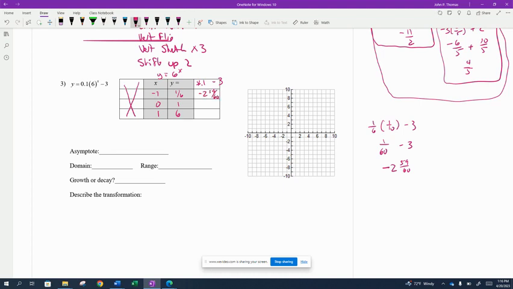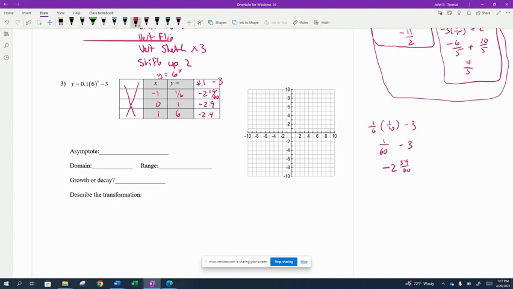Now, if I plug 1 in, it's a little nicer number because we've got 1 times 0.1, which is 0.1, -3, which is -2.9. Then I go to 6. 6 times 0.1 is 0.6. 0.6 minus 3 is -2.4. That gives me enough to plot my points.